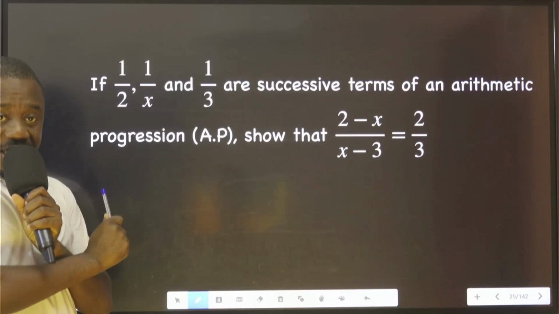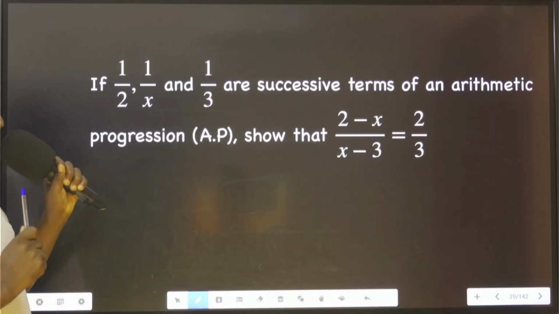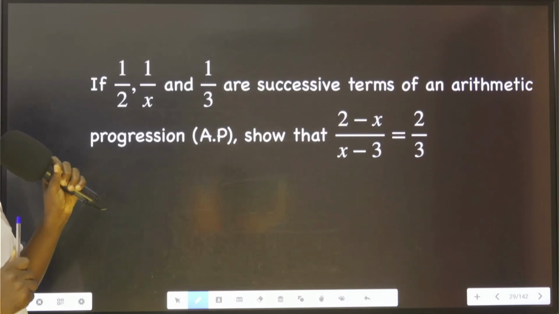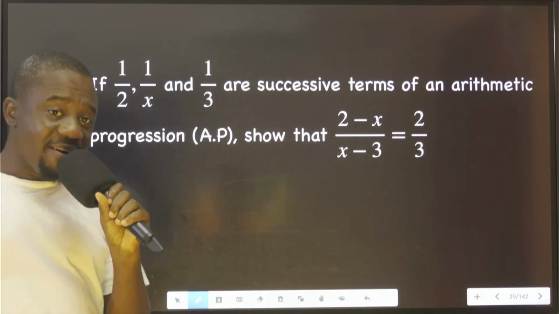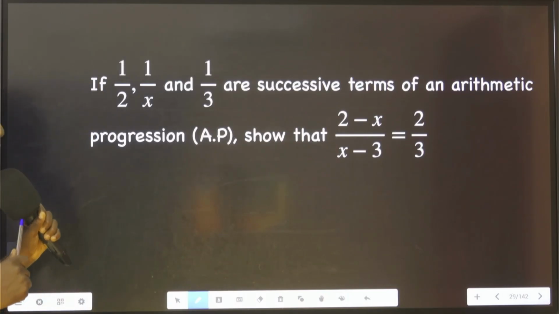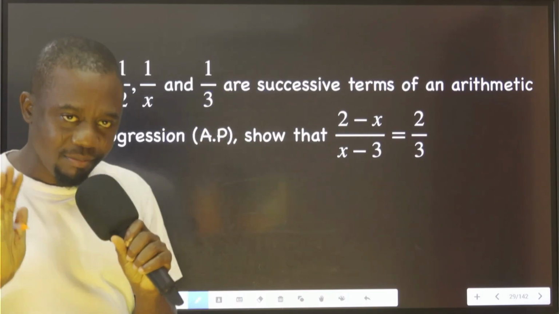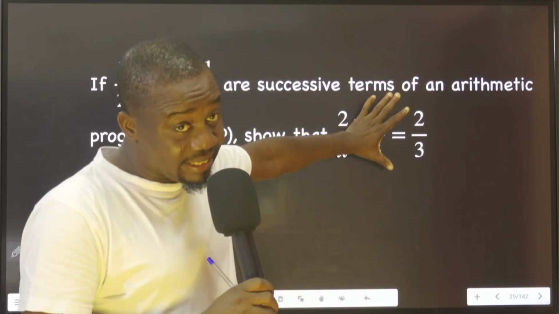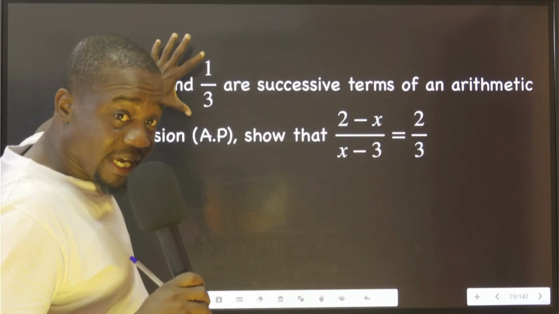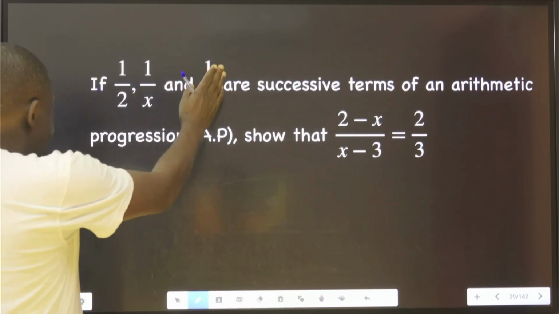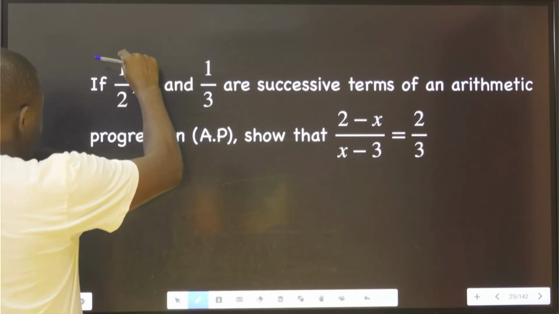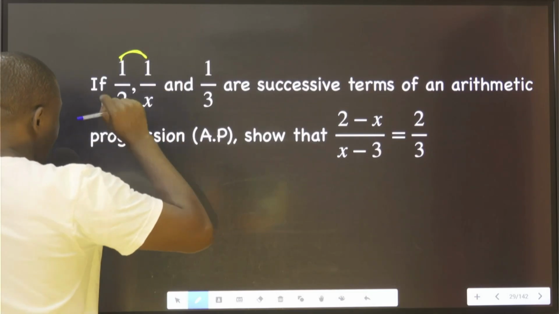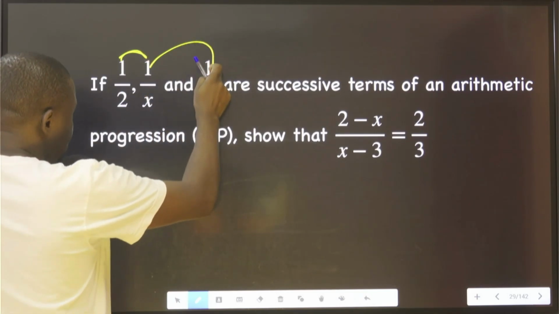Look at this. It says, if 1 over 2, 1 over s, and 1 over 3 are successive terms of an arithmetic progression, AP, show that this equals this. Don't waste your time looking at this. Concentrate your effort here. What we can derive from here is the common difference. The common difference between these two should be equal to the common difference between these two.